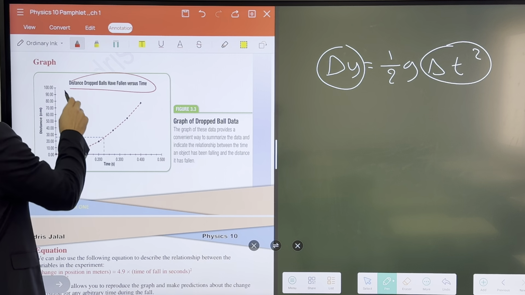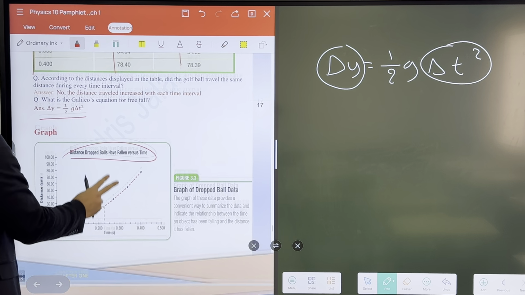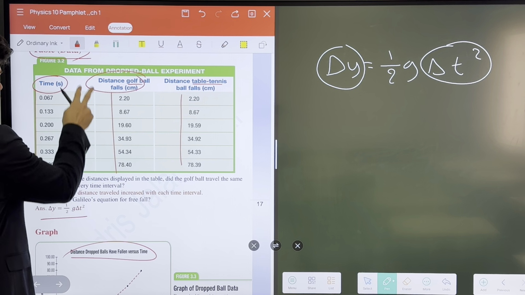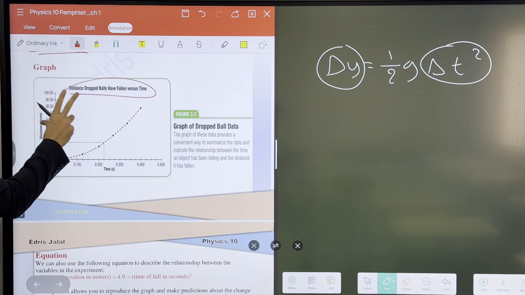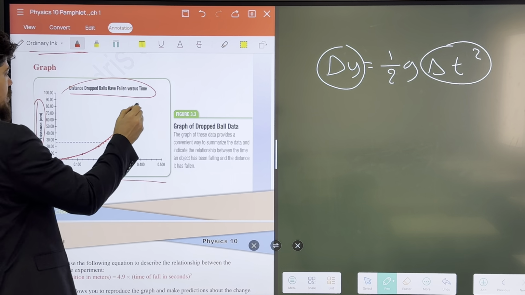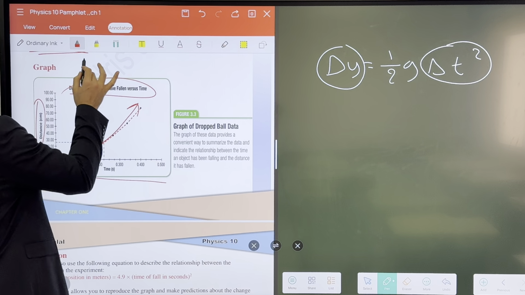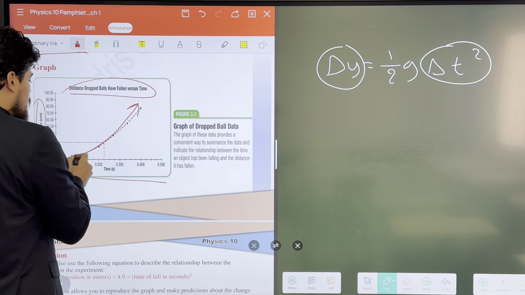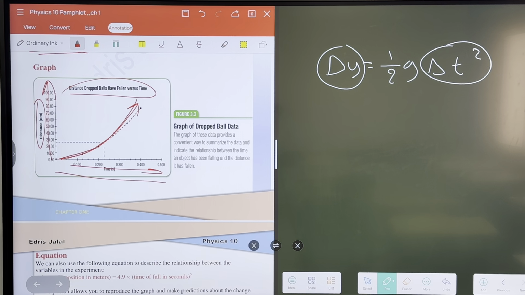And also we can draw the figures according to this table, between time and distance. So this is the table, this is the equation, and this is the graph, distance and time. This figure tells us that as the time increases, the vertical displacement also increases.